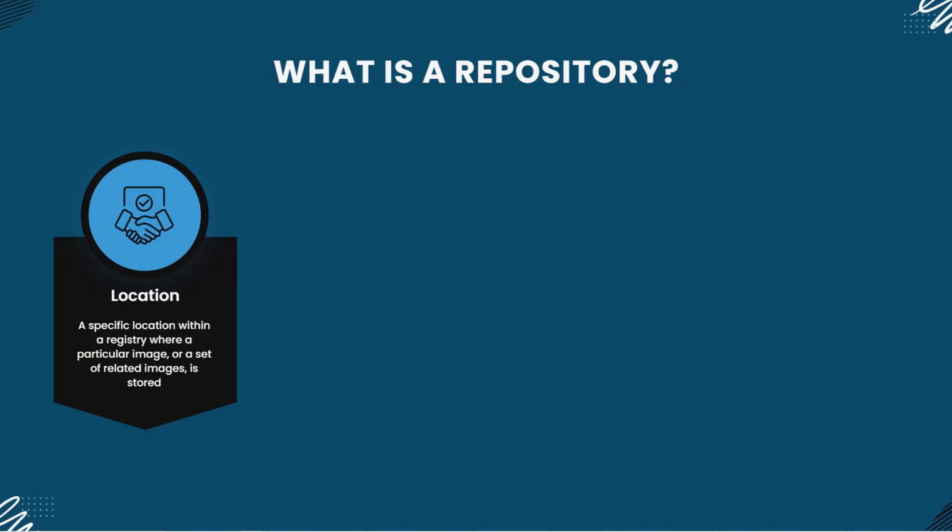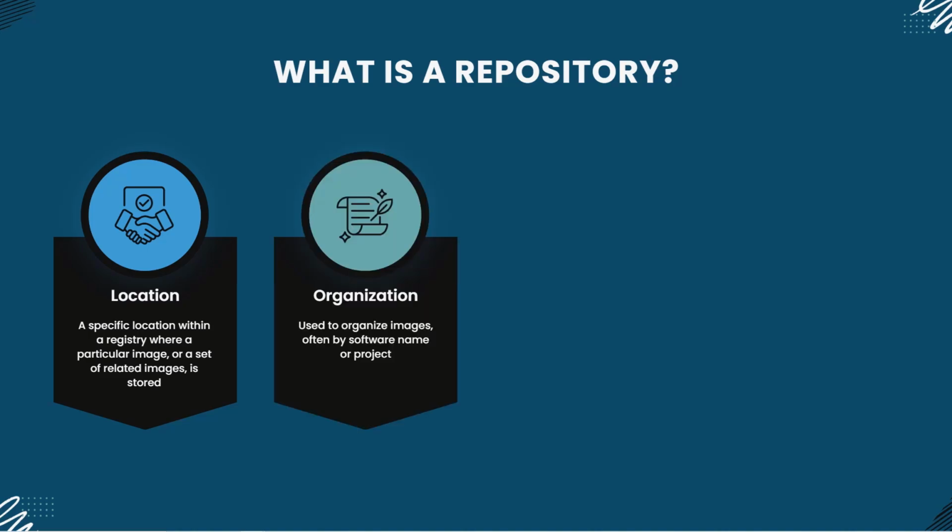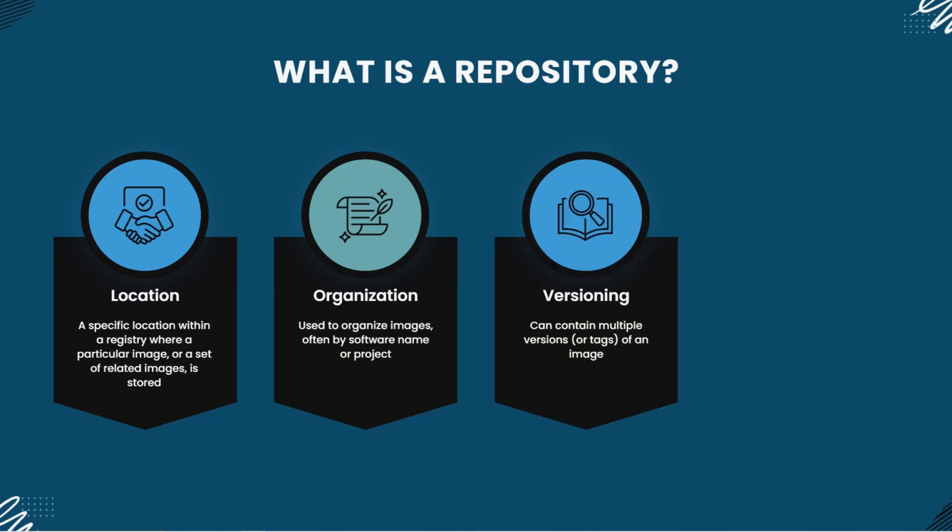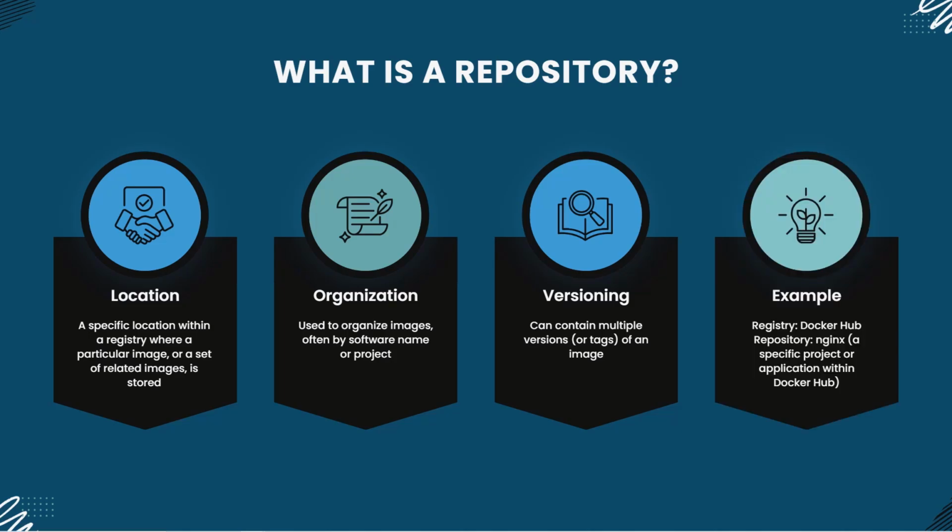A Docker repository is a specific location within a registry where a particular image or set of related images is stored. Repositories are used to organize images, often by software name or project. For example, you might have a repository for Nginx or MyApp. Each repository can contain multiple versions or tags of an image. For example, the Nginx repository on Docker Hub has tags like latest, 1.19 and 1.20, which represent different versions of the Nginx image. In this example, the registry is Docker Hub, meaning the entire platform, and the repository is Nginx, which is a specific project or application within Docker Hub.